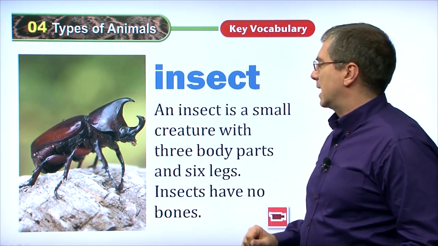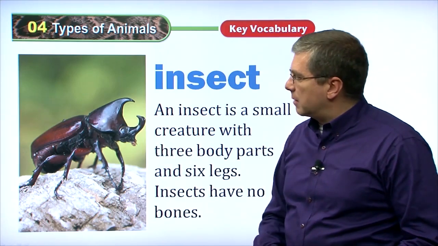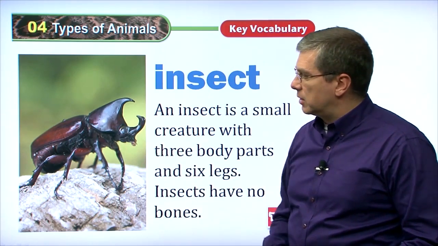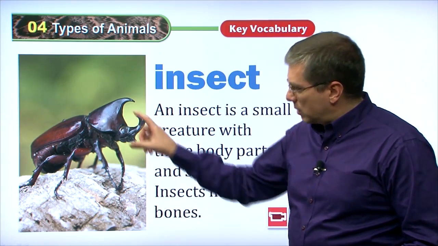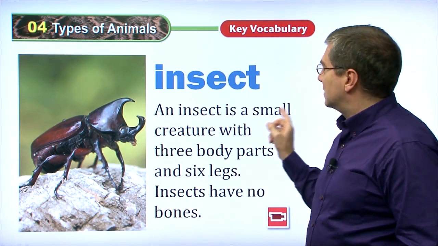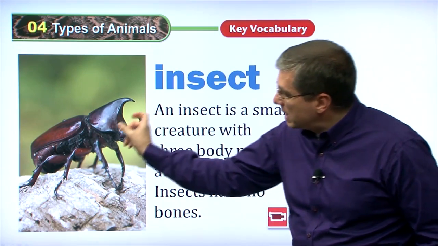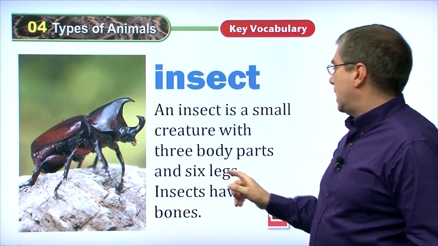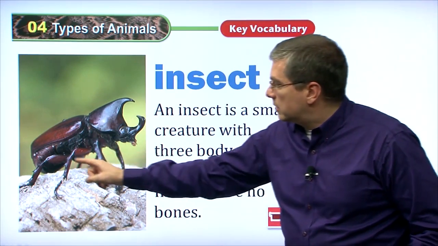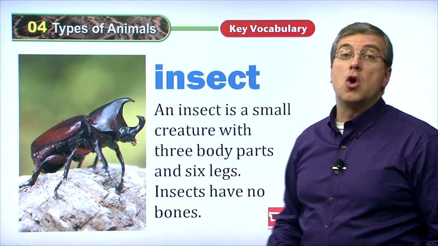But what are insects? An insect, this is a good picture of an insect. This is a stag beetle, right? Very impressive looking creature. But remember, he's not that big. He's a small guy. An insect is a small creature with three body parts. It has three body parts and six legs. One, two, three, four, five, six. Six legs.